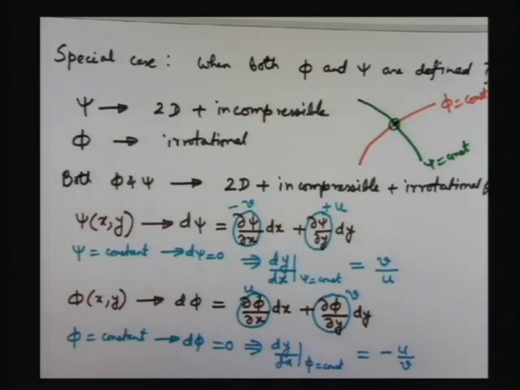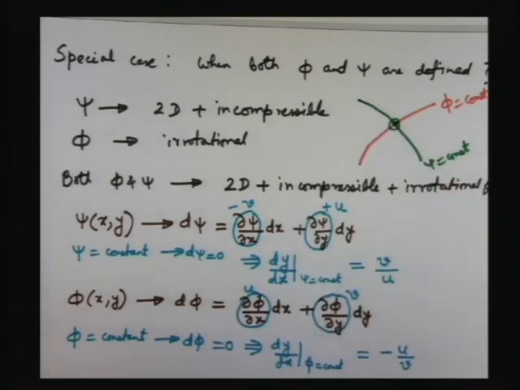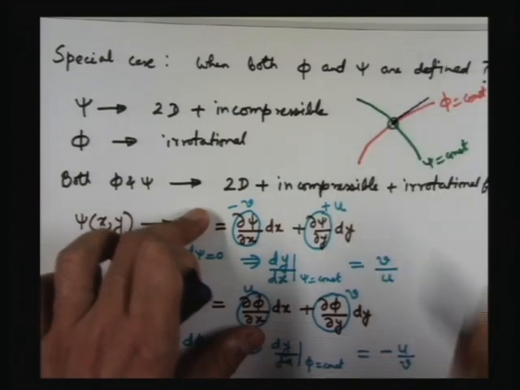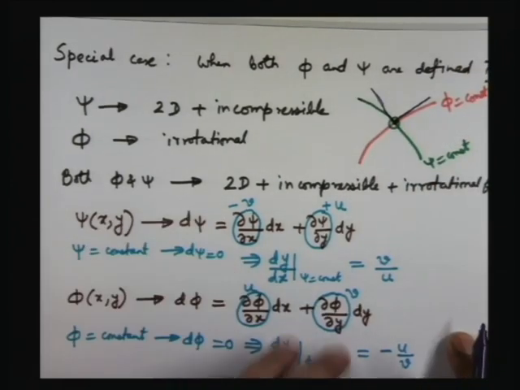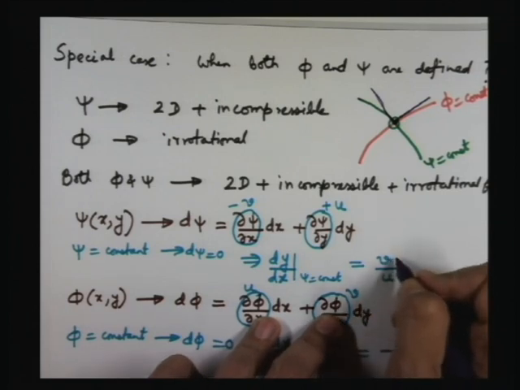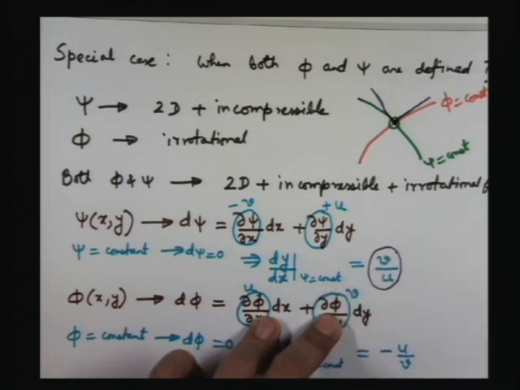So what is the meaning of dy dx of a curve at a point? It means the slope of the curve at a point. So let us consider the common point where you will have the point of intersection. At the point of intersection, you have a tangent to the red line, and a tangent to the green line. What is the slope of the tangent to the green line? This is the slope of psi equal to constant, that is v by u. What is the slope of the tangent to the red line? That is minus u by v.